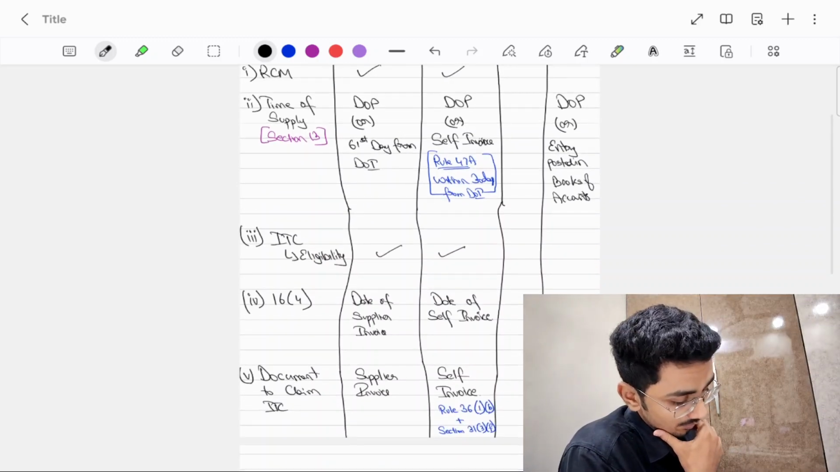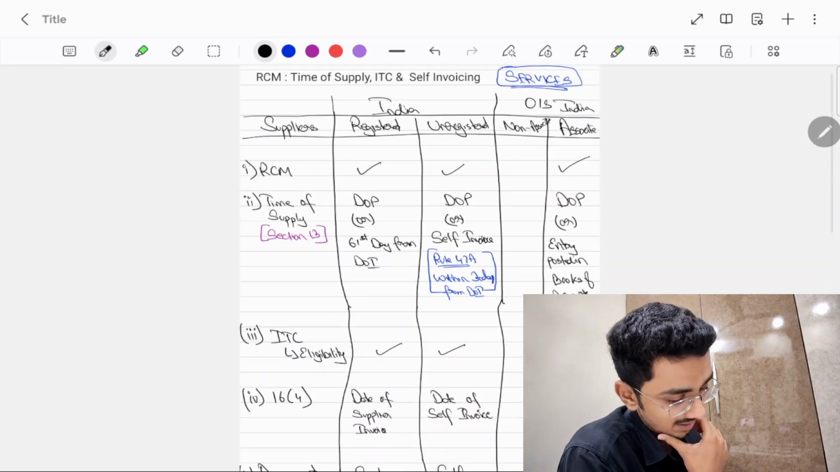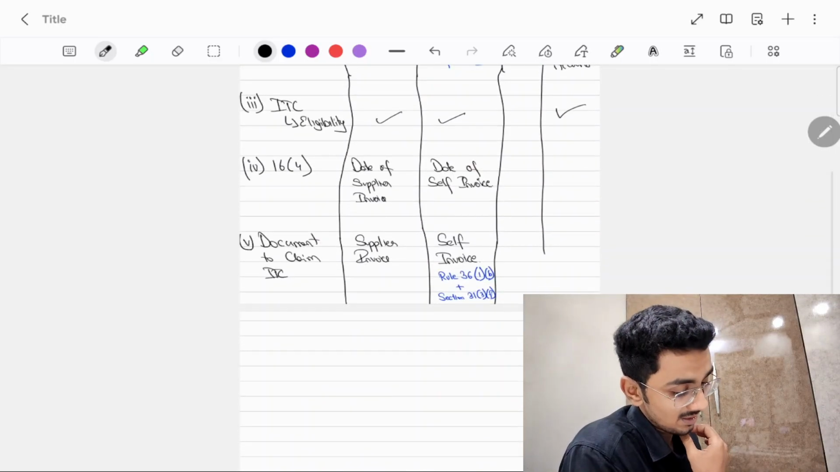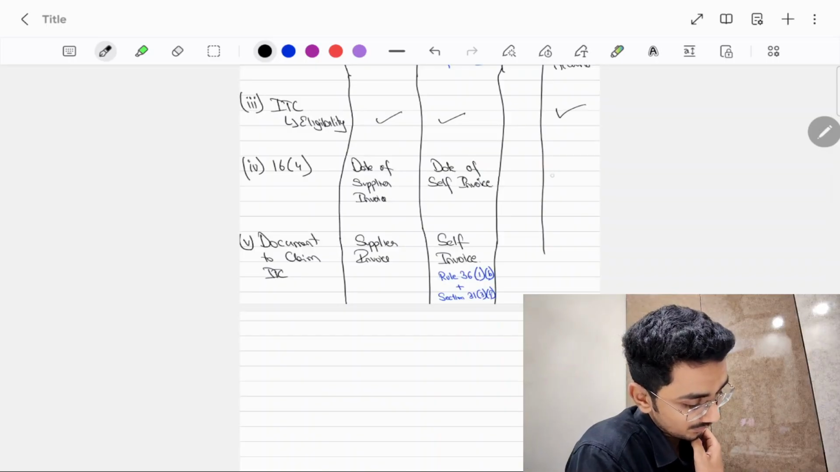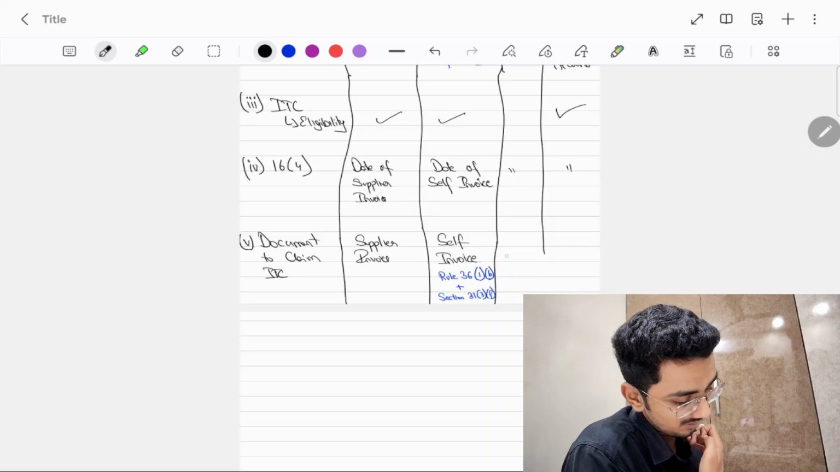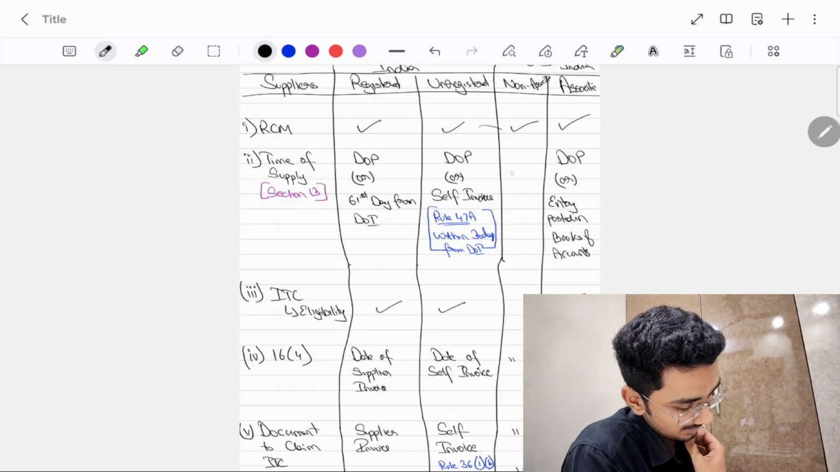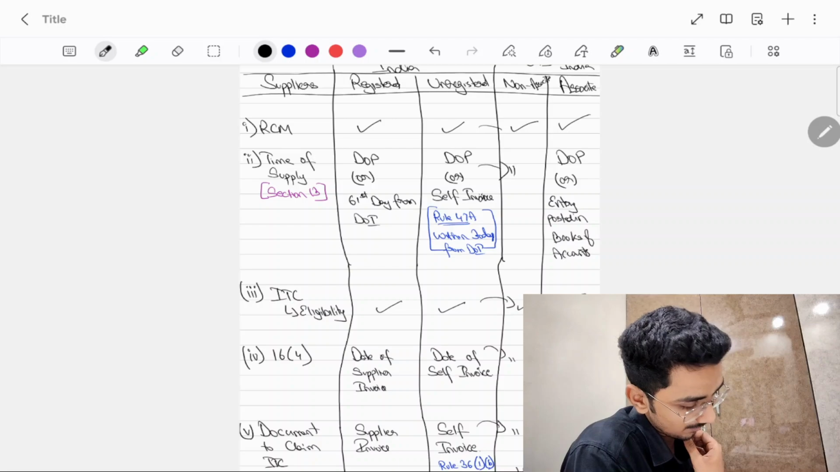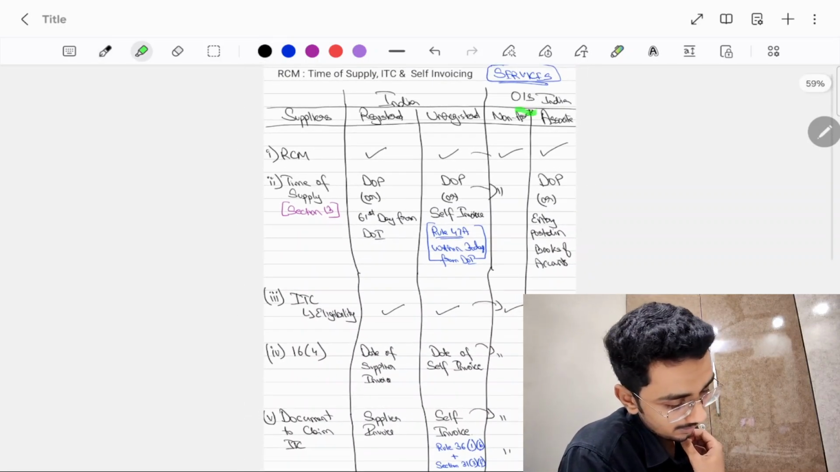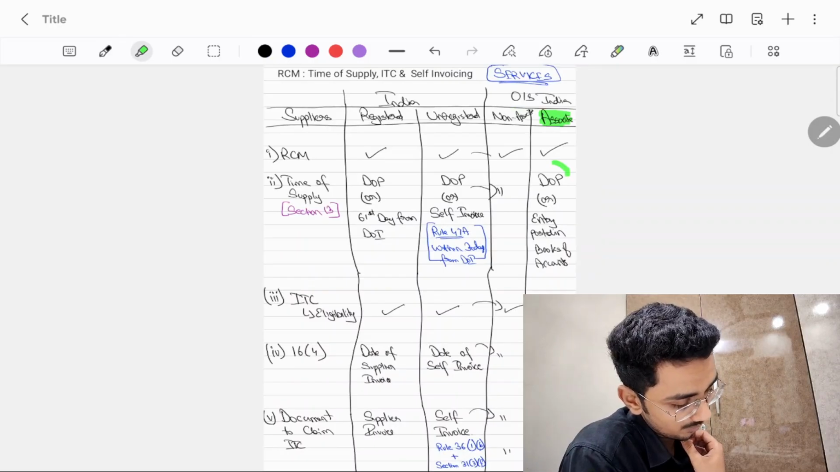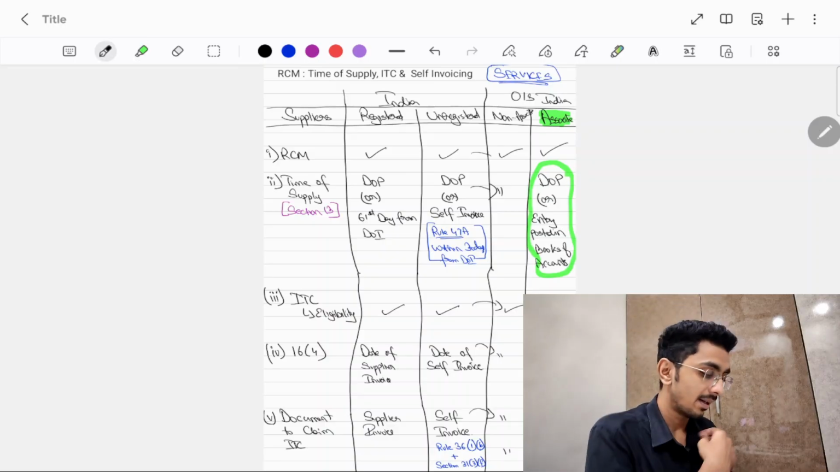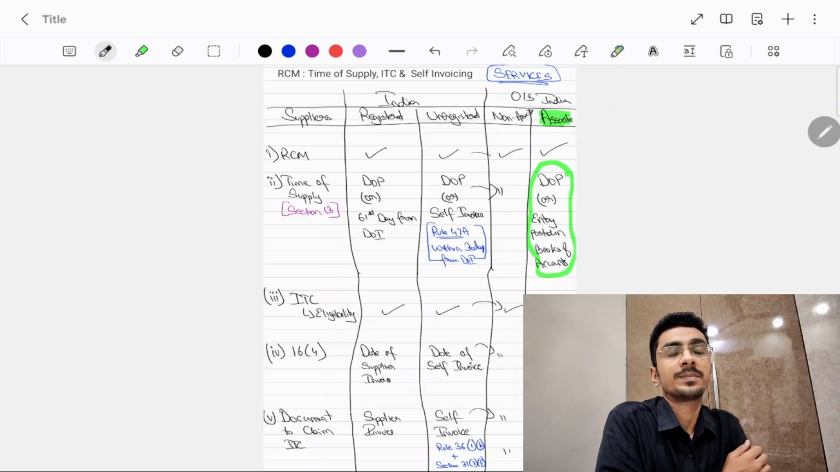Now further, we also have to check the same condition: ITC eligible or not, and whether RCM is applicable or not, that we have to verify. And 16(4) is the same. We have to issue a self invoice in the same manner. Everything remains the same. Here also, same as ITC, you have to verify it. So in a way, for the entire component regarding associated enterprise, only one condition is different from the previous one, that is, time of supply, date of payment or entry posted in books of accounts is to be considered.